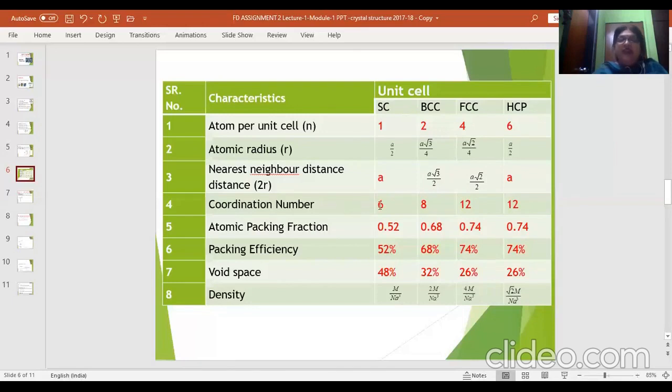Coordination number, you know that in simple cubic, each atom is surrounded by 6 nearest neighbors. Here, each atom is surrounded by 8 nearest neighbors. Similarly, here in FCC, by 12 neighbors.